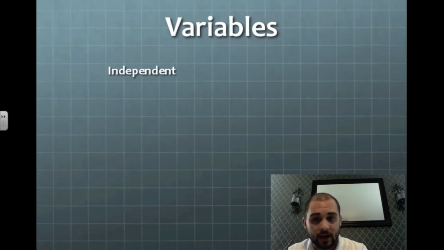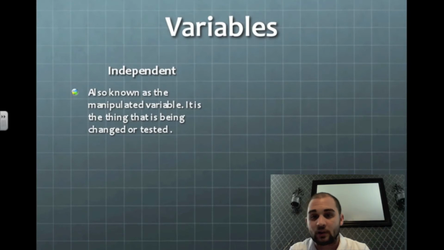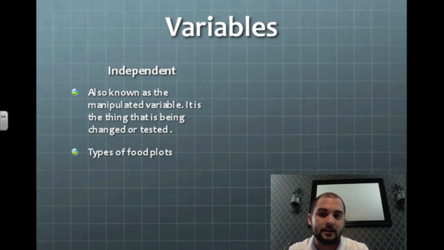Variables. So we have 2 types. The first one is the independent variable. All right? And it's also known as the manipulated variable. It is the thing that is being changed or tested. All right? Types of food plots would be my independent variable in that scenario.